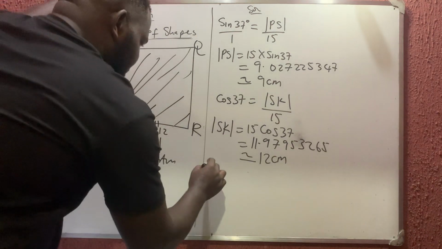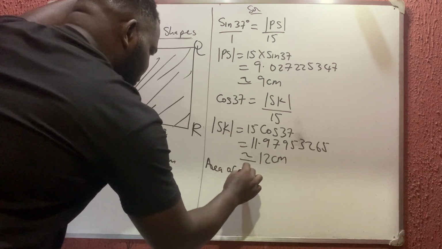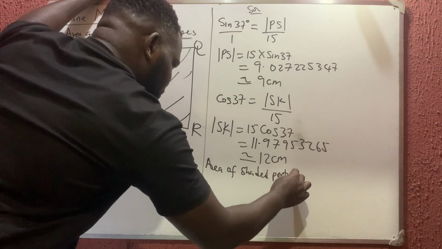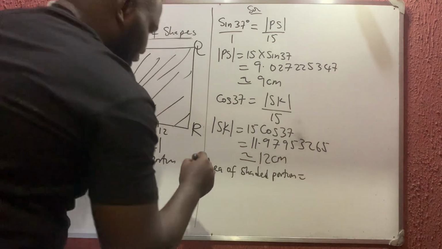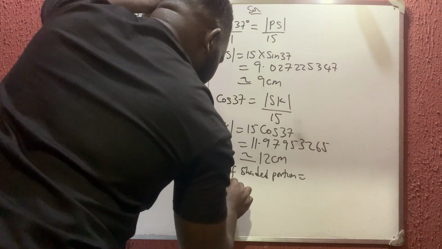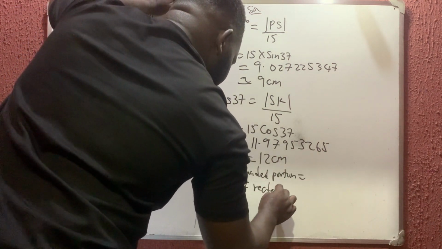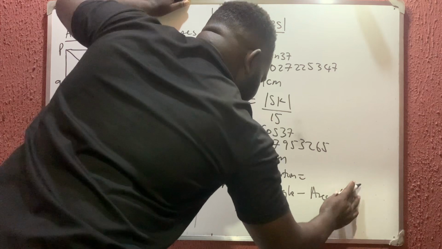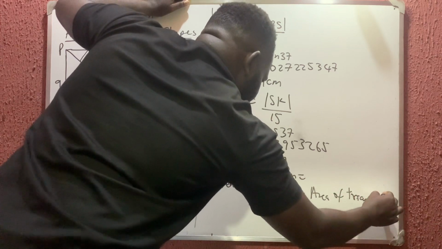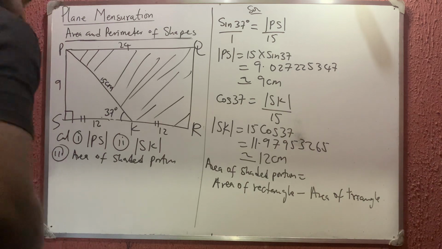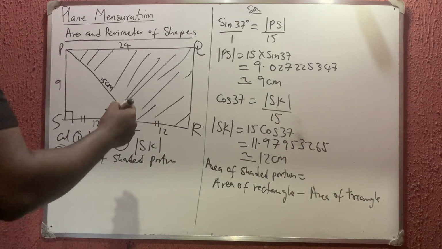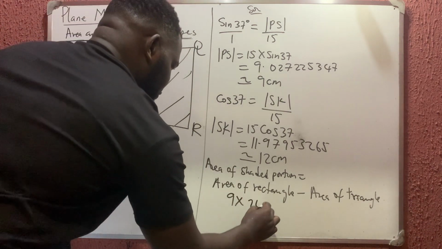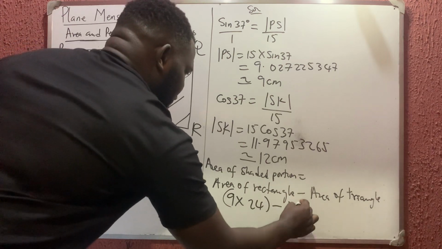Okay, so area of shaded portion is equal to area of rectangle minus area of the triangle. Okay, so what do we do now? So area of the rectangle is simply the length times the breadth. That is 9 times 24. Okay, minus half base times height.